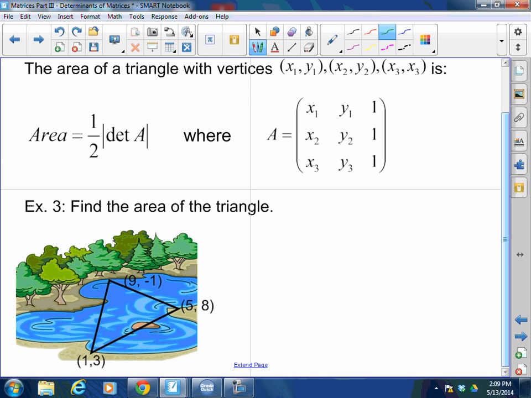Sometimes it's an oblong triangle like this where no sides are equal. You don't have a right angle. You don't know the height. It's kind of impossible to find the area there. Not if you're using the determinants.